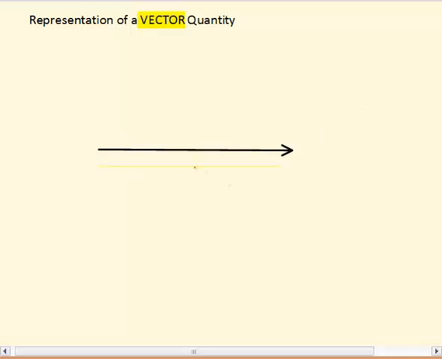The length of this arrow represents the magnitude of that vector, and the arrow points in the direction of the vector. So we have the length of this arrow is proportional to the magnitude. The arrow points in the direction of the vector.